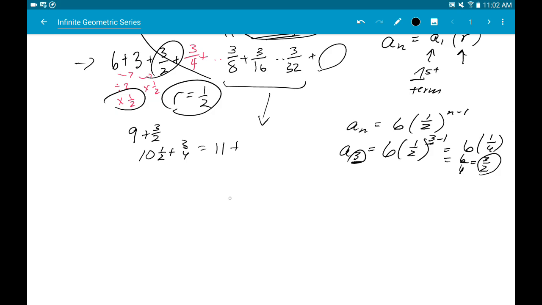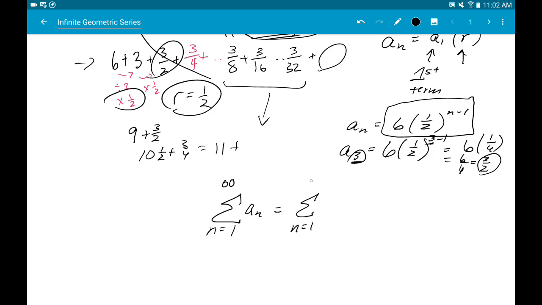scroll down a little bit, you're going to see this equation show up with a sigma. So in English, this means what's the sum from n equals 1 to infinity of some expression. So again, you might see it like that, or you might see it with the actual expression plugged in.